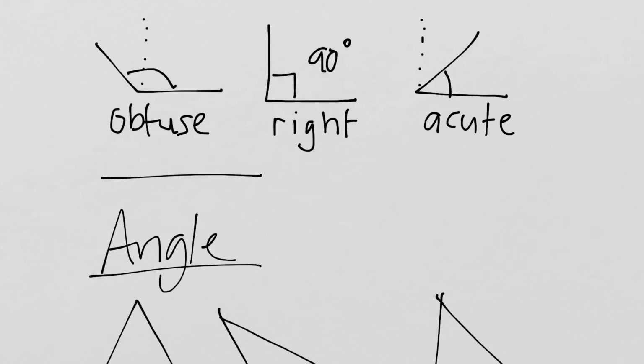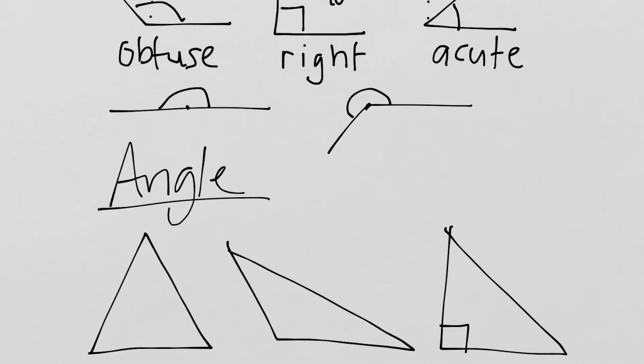Something that has 180 degrees, that's called a straight angle, and something that has more than 180 degrees, that one is called a reflex angle. We don't normally deal with those in elementary school. So let's take a look at triangles.